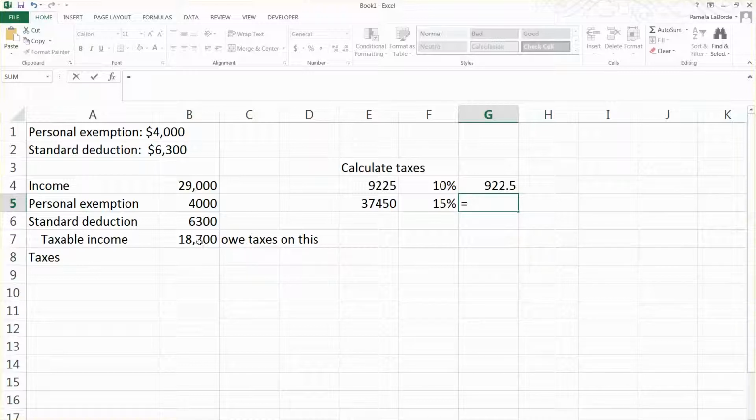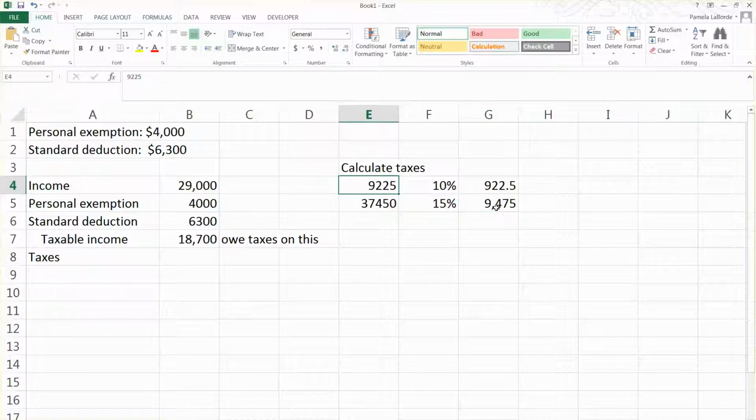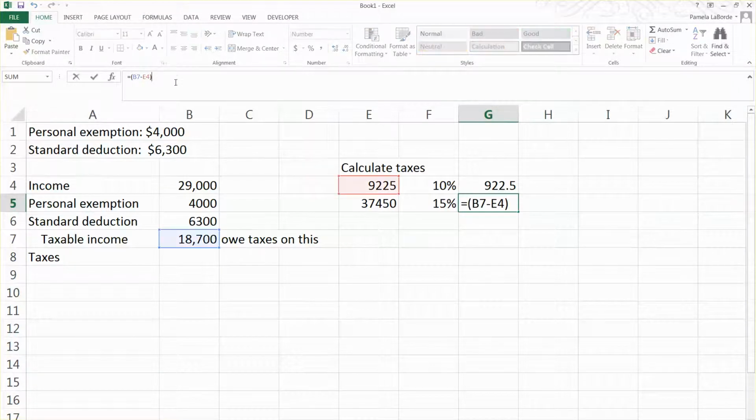So what I'm going to do is take the income they did generate, subtract the 9,225, because that tax amount's already been calculated to be $922.50. And I'm just going to hit return, and I'm not quite finished, but this gives me a number to talk about. The $9,475 is how much more they made above 9,225. And this amount, 9,475, will be taxed at this 15% rate. So now I'm just going to take that amount and multiply by the 15%.